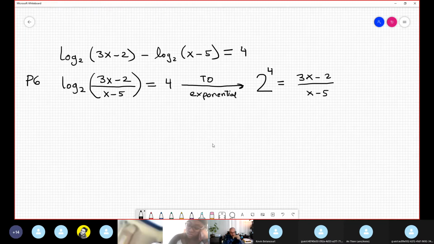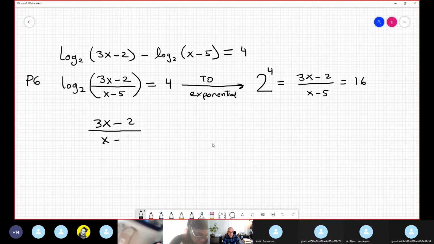And this new equation is actually no longer exponential, because 2 to the 4th power is 16. It's 2 times 2 times 2 times 2, 4 times, which is 16. So my new equation is 3x minus 2 divided by x minus 5 equals 16. Boom. Super easy.